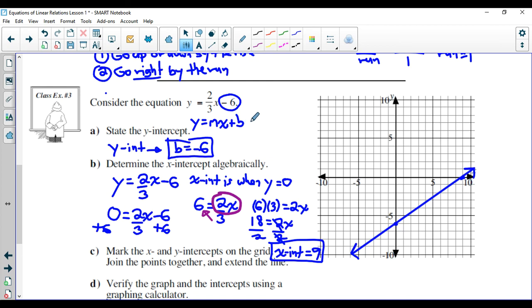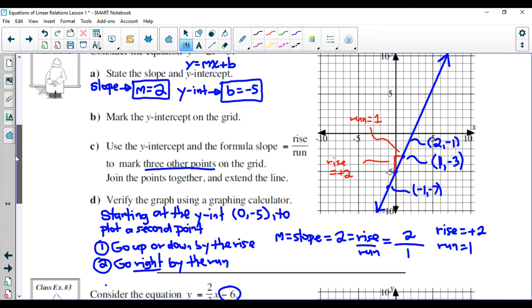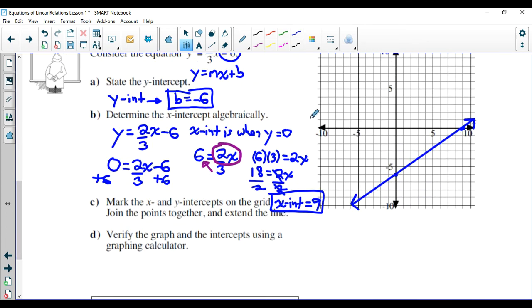Okay, so I kind of showed you 2 methods. One method is you can plot the y-intercept and then make a slope triangle to get the second point and then connect the dots. The other method is you can plot the y-intercept, then algebraically calculate the x-intercept, plot it, and then just connect those 2 dots and form a line.